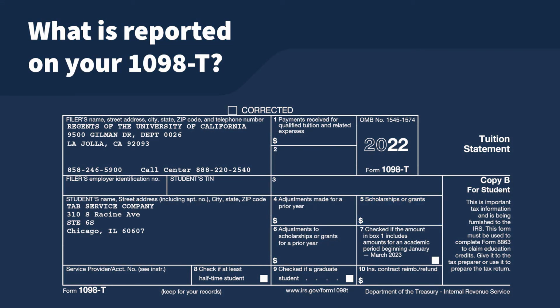If adjustments for the 2021 calendar year were made during the 2022 calendar year, these amounts will be populated in boxes 4 and/or 6. UC San Diego does not report any information in box 2 or 3, so they are left blank.